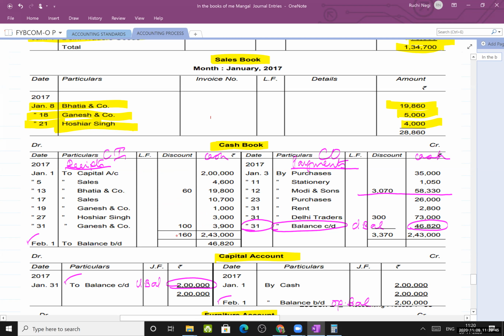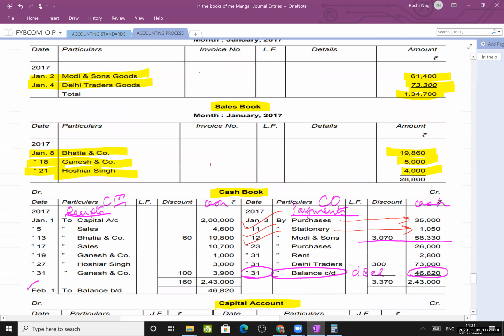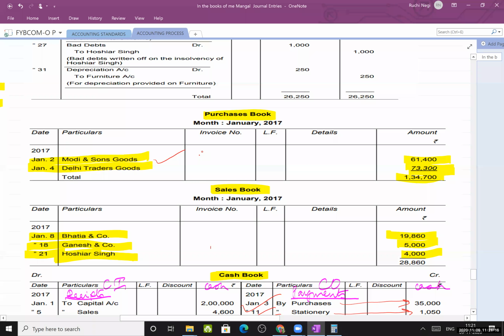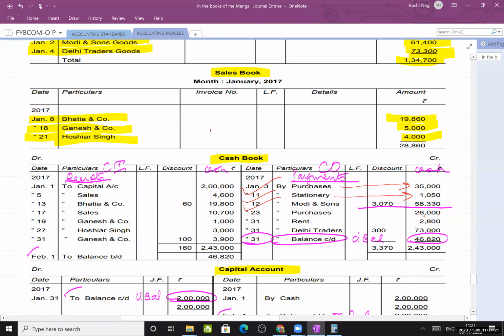Then cash outgoing, payments, strictly payments. The payment done is on 3rd Jan for cash purchase 35,000. 11th Jan for stationery 1050. 12th Jan, Modi and Sons, sorry, we made payments to Modi and Sons. We had purchased something from Modi and Sons. See the purchase book? Yes, we had purchased from them on 2nd January. So in connection to that, we have made payments also to them.